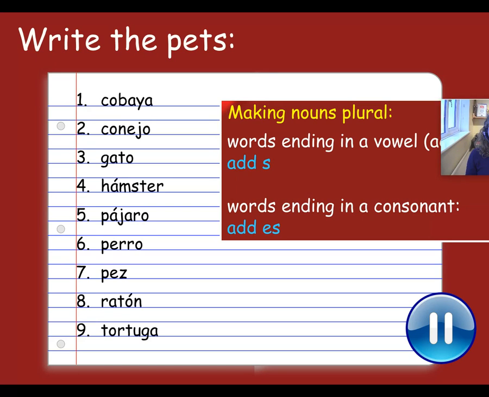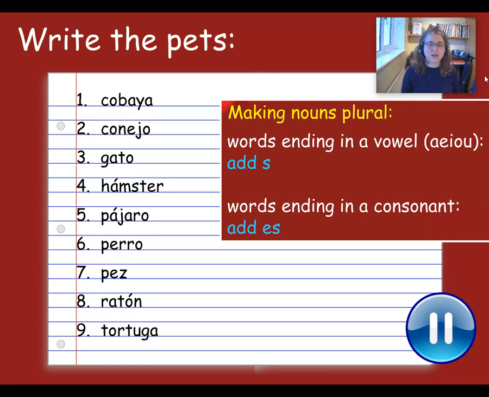Now, it's time for you to do a little bit of writing. So what I would like you to do, please, is to copy down this list of Spanish pet words and then make them plural by adding either S if they end in a vowel or ES if they end in a consonant. So pause the video and have a go at that task. Press play when you're ready to start.